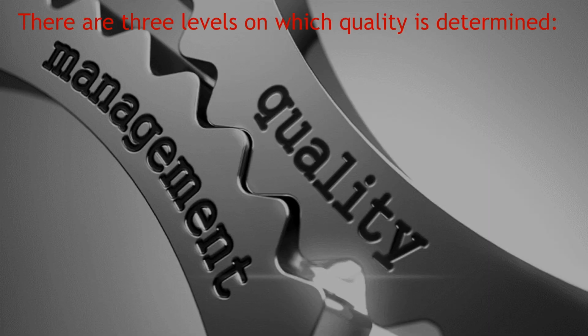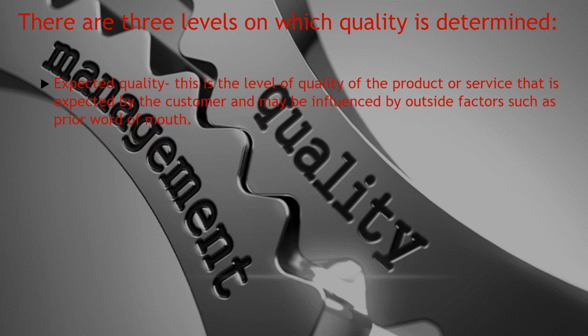So there are three levels on which quality is determined. One is expected quality. This is the level of quality of the product or service that is expected by the customer and may be influenced by outside factors such as prior word of mouth. So if you're expecting it not to be very good because you heard it wasn't very good, right? Or if you're saying, hey, this is supposed to be a really good place to go to, whatever it might be, then you're expecting a higher quality.